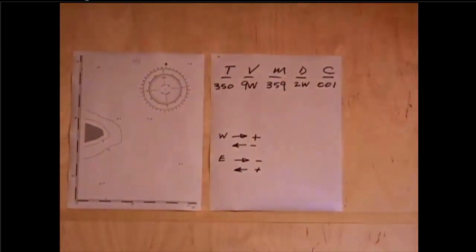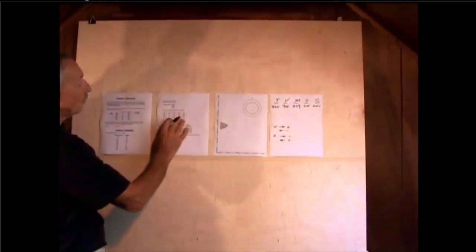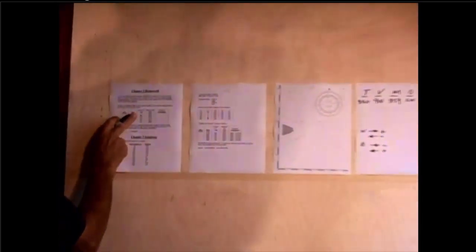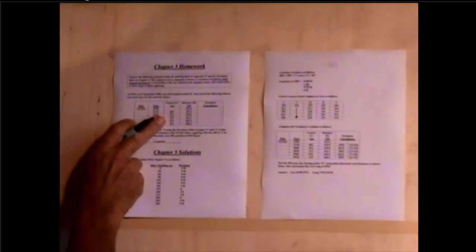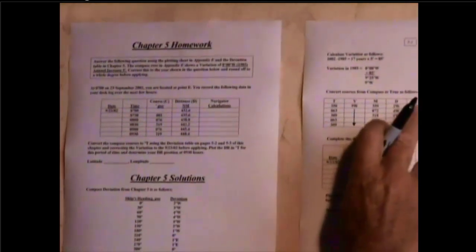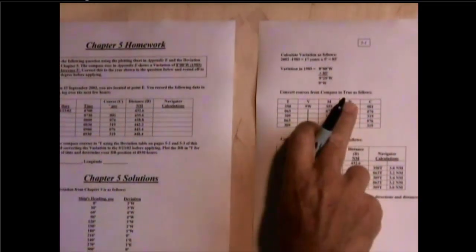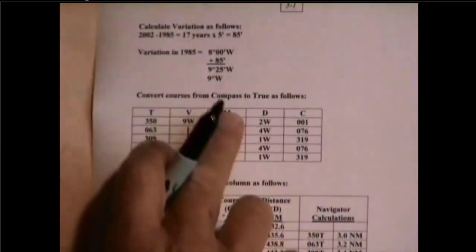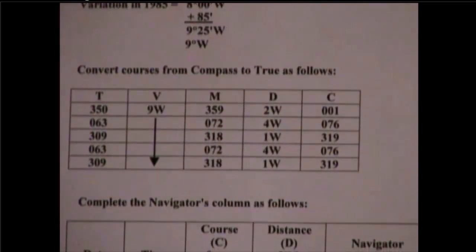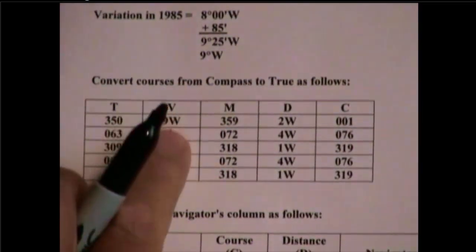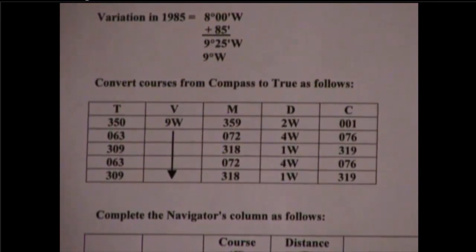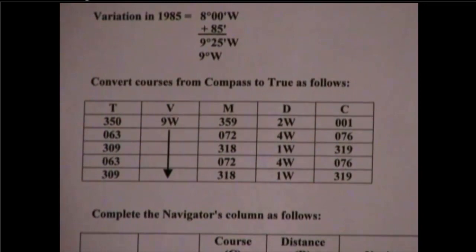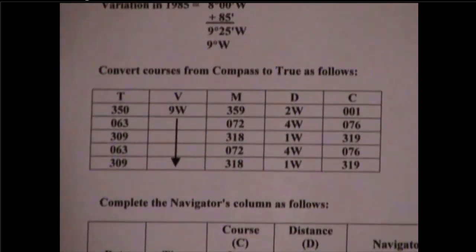Now, I've done this in the solutions book for all of the courses. These are the courses from this part. In other words, we had 001, 76, 319, and so forth. I've simply rewritten those here, did this deviation correction as I just described, got the magnetic for all of those headings, included the variation of 9 degrees, and then calculated the true heading.